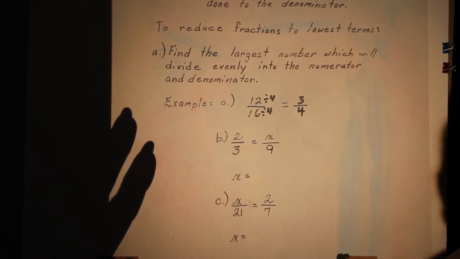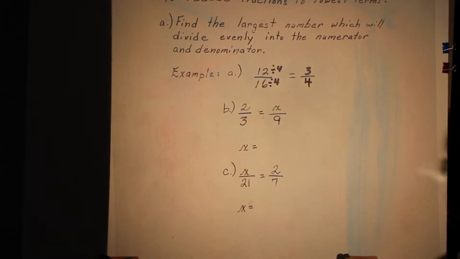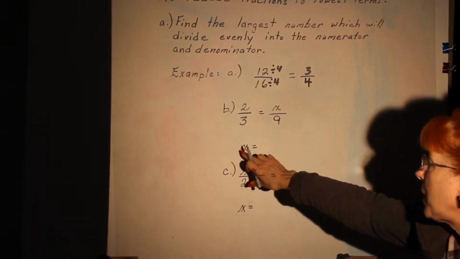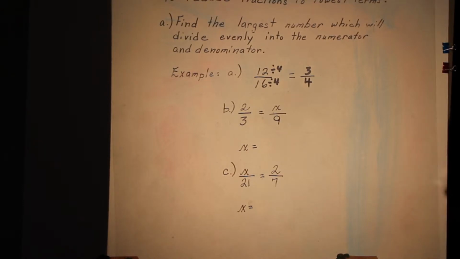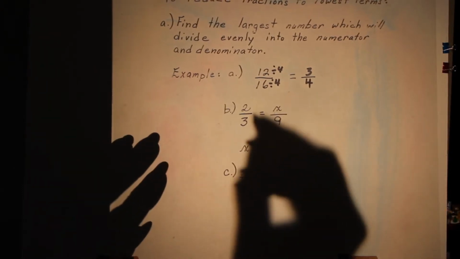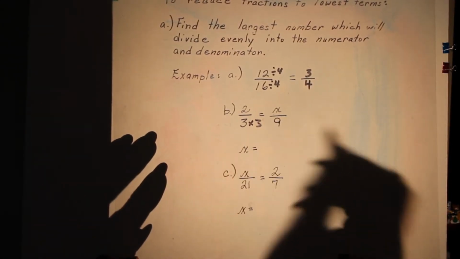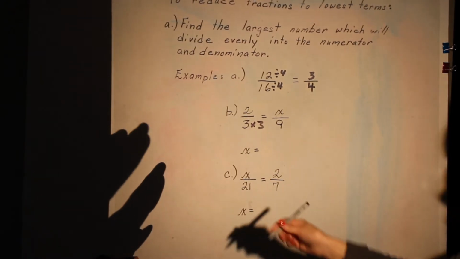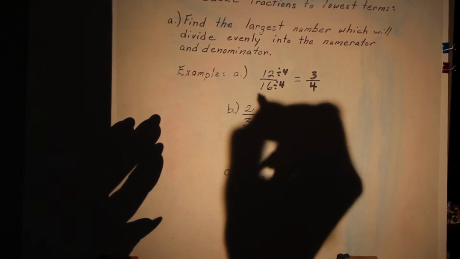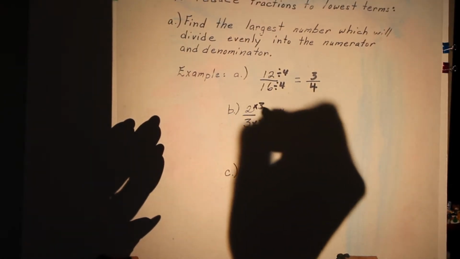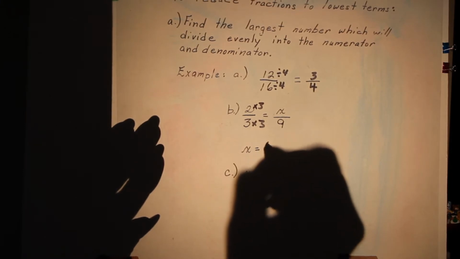We look at example B. 2/3 equals x over 9. What is x worth? Here's an x with my tail. So we have a couple of different ways we can solve this. All right. What did we do to 3? To get 9, we multiplied by 3. So therefore, whatever I've done to the denominator, I have to do the same to the numerator. So I will multiply this by 3. And that will give me 6. So x is equal to 6.